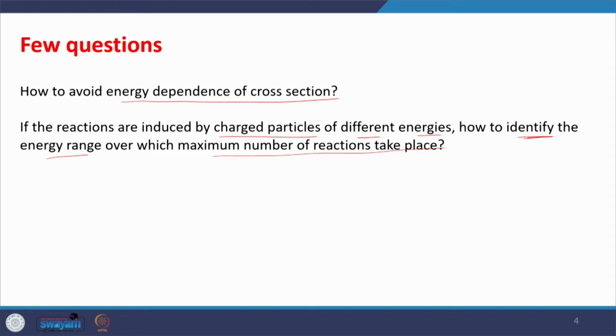When the values of energy of the nuclei are spread over a wide range, then naturally an important question should come to our mind: whether the probability for reaction to happen is the same over the entire energy range available. If not, how to identify the energy range, the energy window over which maximum number of reactions take place? It is very important. Why?